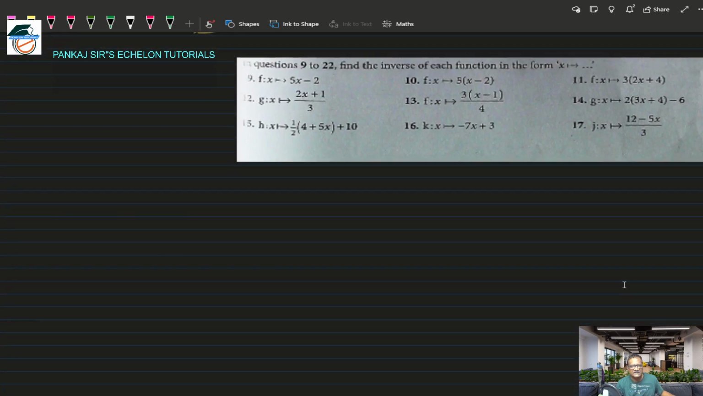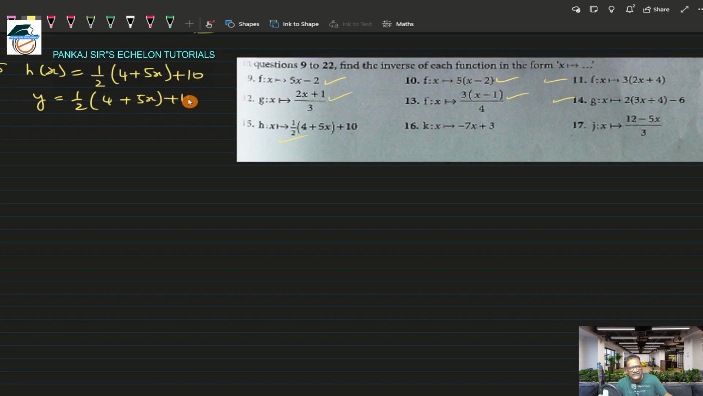Now question number 15. So we are done with 9, 10, 11, 12, 13, 14, and now we have to do this 15th. Question number 15 says that h of x is equal to 1 by 2 times 4 plus 5x plus 10. Right. So let me take y is equal to 1 by 2, 4 plus 5x plus 10.